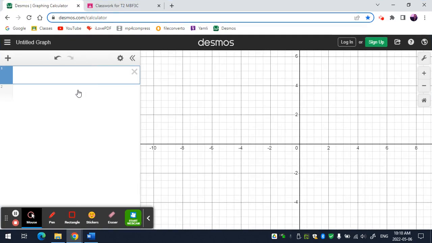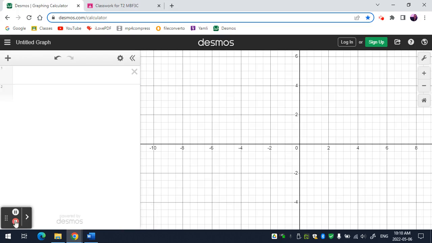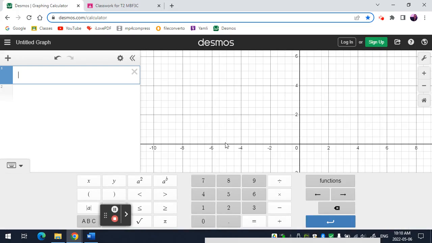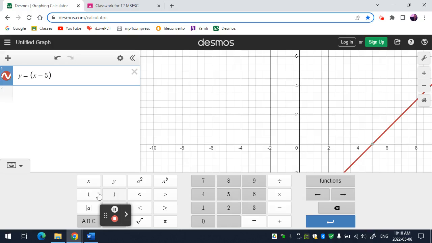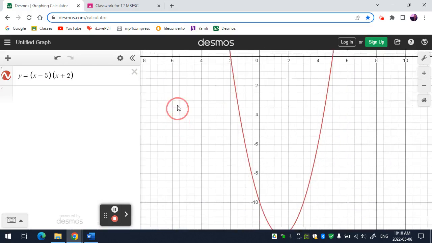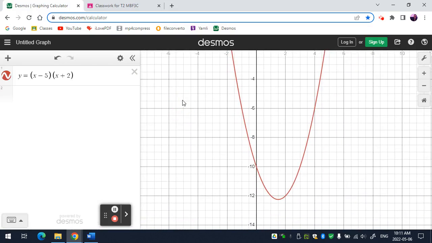Okay, what was my original factored expression? Come on. Y equals, hold on, let me just move this. Okay, y equals, bracket. Keep going. x minus 5, close bracket, open another bracket, x plus 2. There we go. Is this a parabola? Of course it is, because it was factored form, so it's legit.